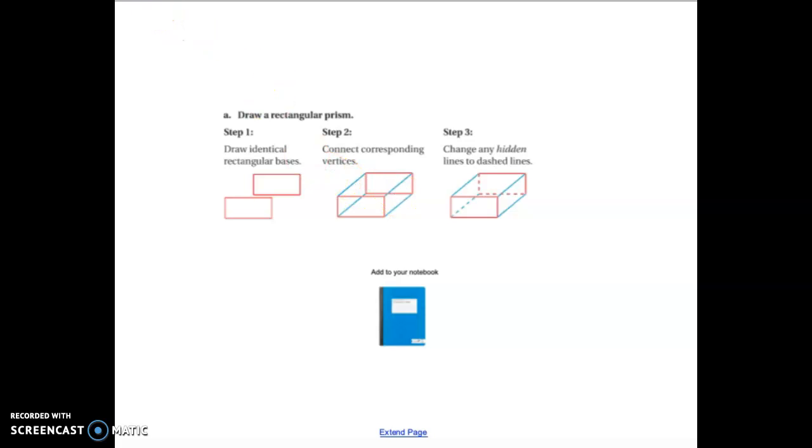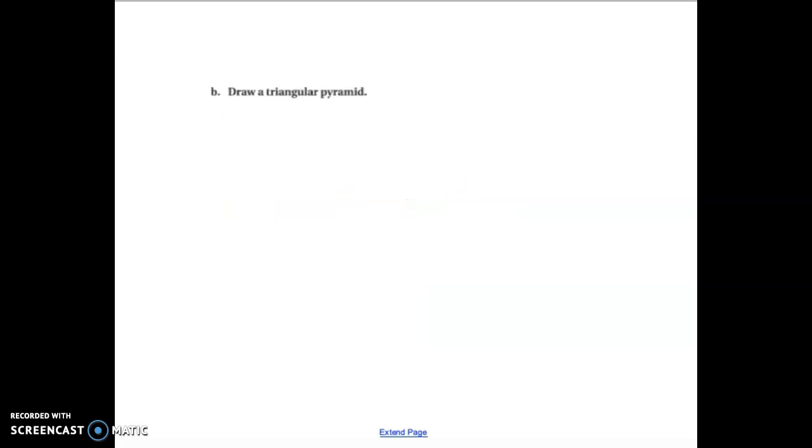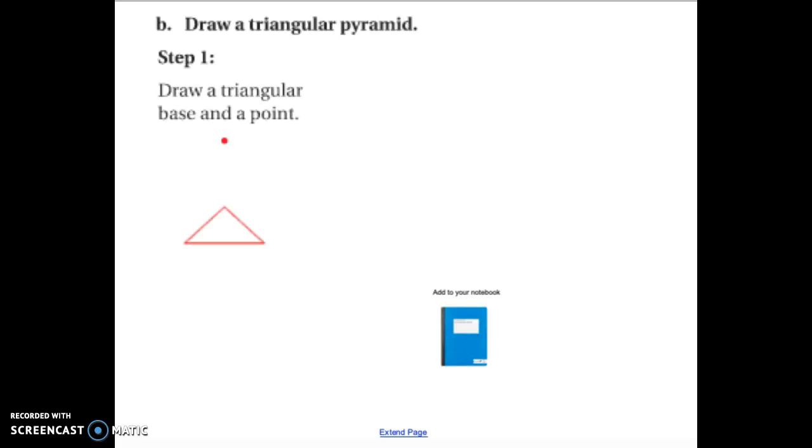Now, drawing a pyramid. This is cool, and it makes a very difficult drawing rather less difficult. So we're going to draw a triangular pyramid. It starts with a triangular base. That's why it's called a triangular pyramid. And then we just put a dot up here. And now we're going to draw lines to that dot from each of the vertices.